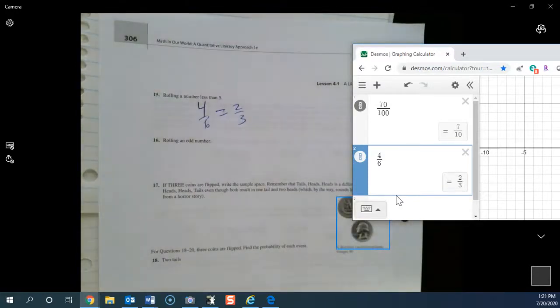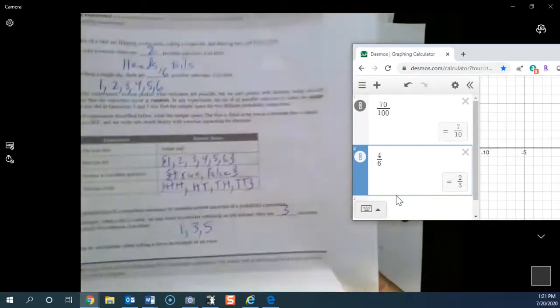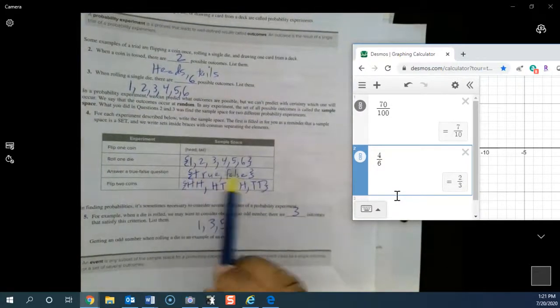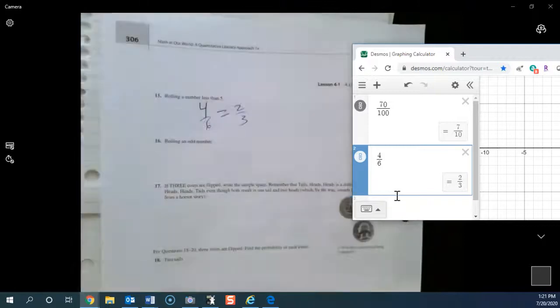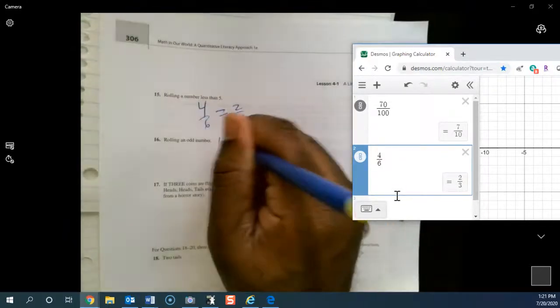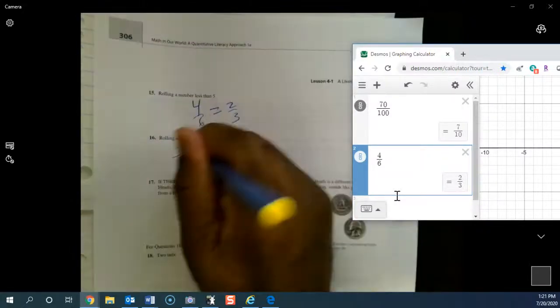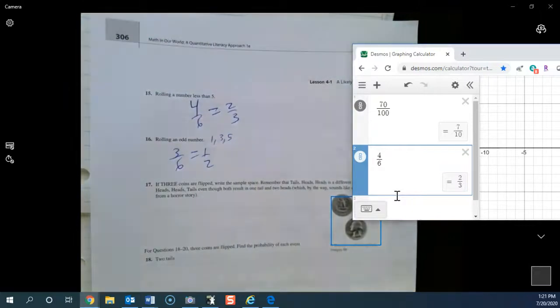Now it says rolling an odd number. Now again, we go back here. Look at the numbers. The odd numbers are 1, 3, and 5. So the odd numbers we know are 1, 3, and 5, and we know that's 3 out of 6, which is 1/2 when it's simplified.